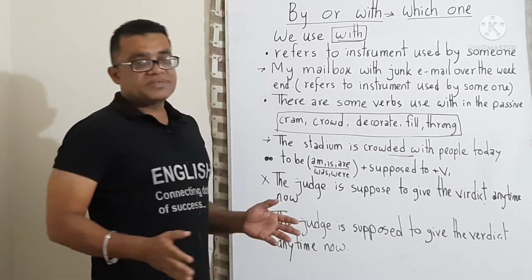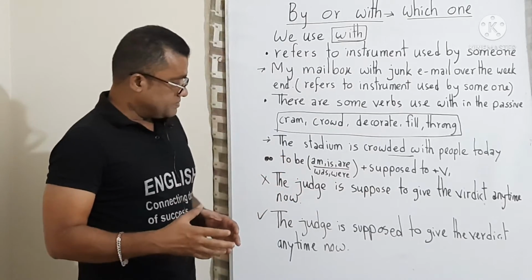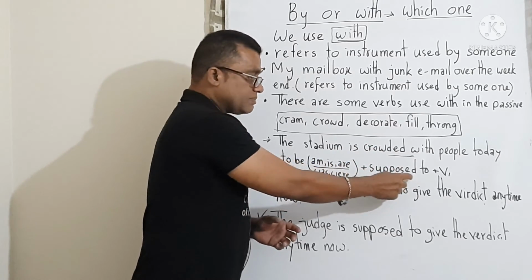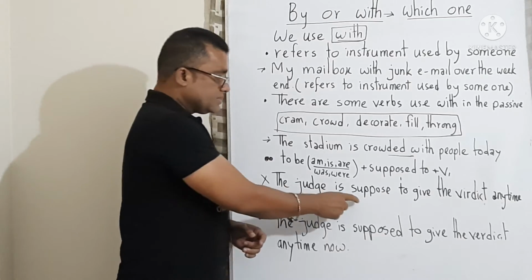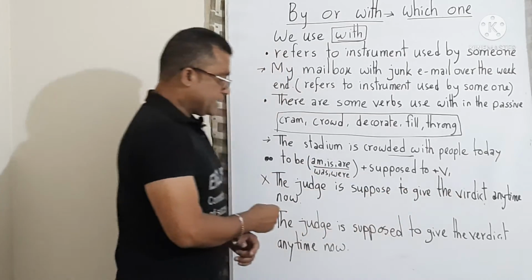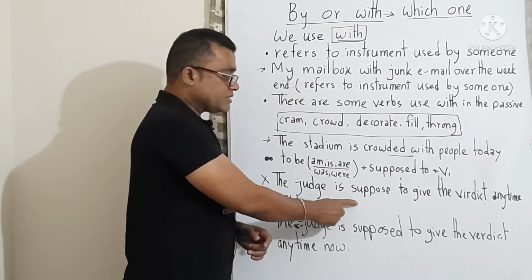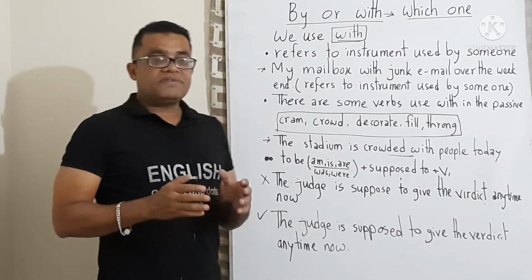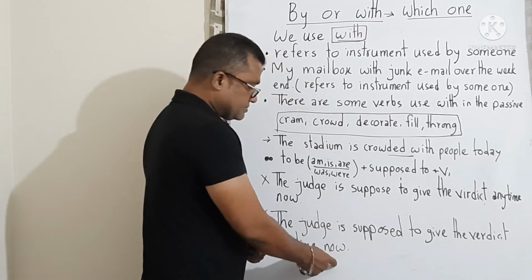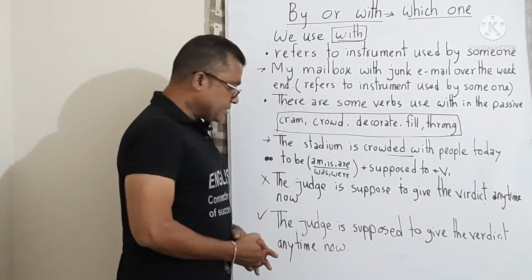To be. You know to be what is? Am, is, are, was, were. Supposed to plus V1. This is one kind of passive formation. That means am, is, are, was, were plus supposed to, then V1. The judge is supposed to give the verdict anytime now. The judge is suppose to give the verdict anytime now. This is wrong, because as there is a be, it should be supposed, not suppose. In passive action, you have to use supposed. The judge is supposed to give the verdict anytime now. So here we have used supposed to give the verdict anytime now.